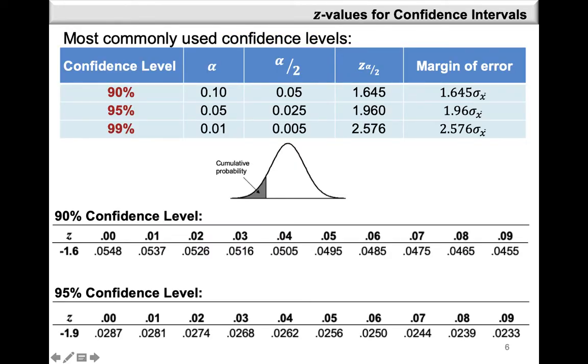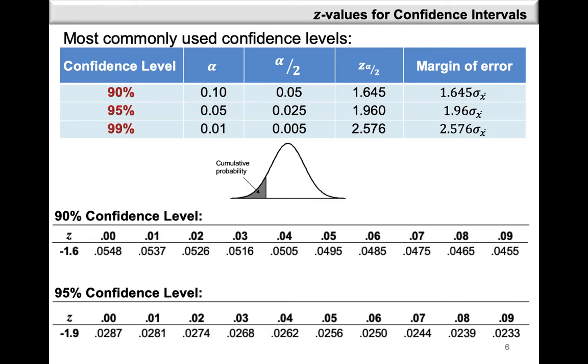We have 3 common confidence levels that are used, but you should be able to construct a confidence interval regardless of the confidence level given to you. The 3 cases that we usually use commonly are the 90%, the 95%, and the 99%.